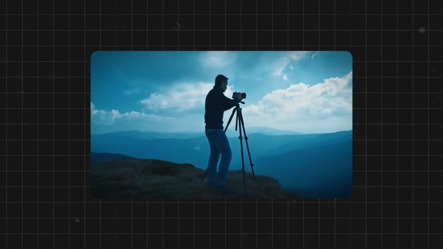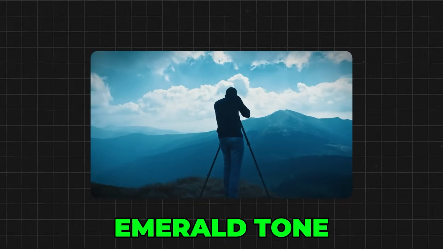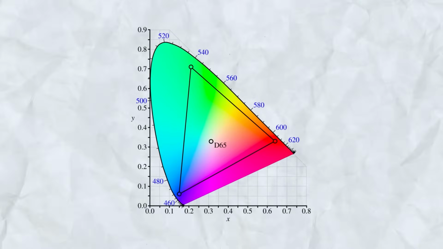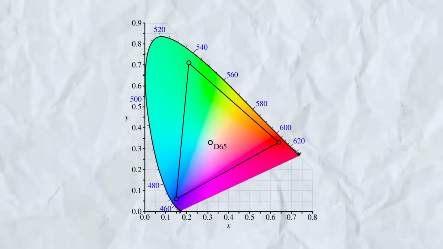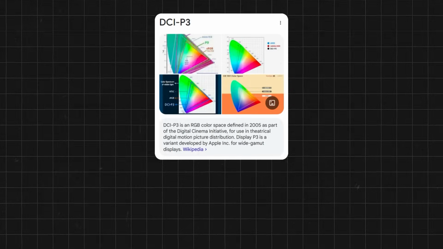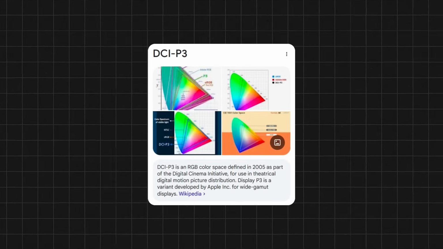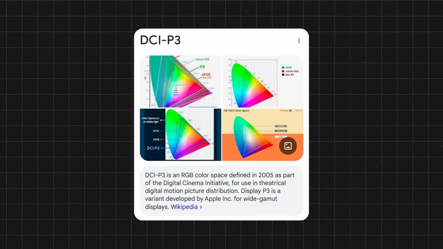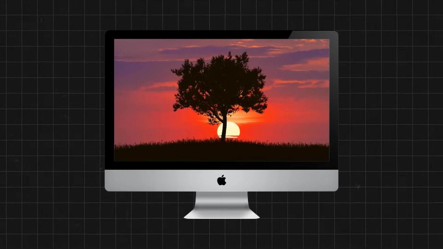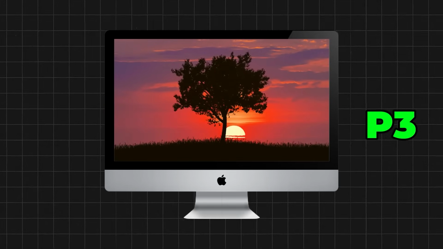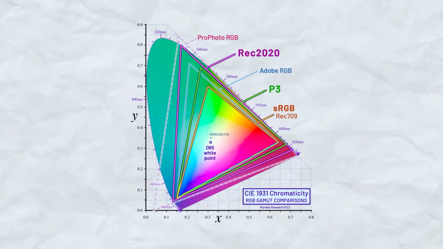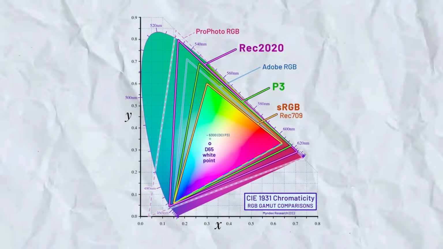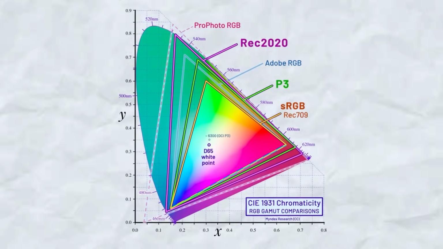When a nature photographer needs to capture the exact emerald tone of a rainforest canopy, they're relying on Adobe RGB's expanded green range. Then there's DCI-P3, the standard used in the digital cinema industry. It focuses on expanding the red and green range compared to sRGB, aiming for more vibrant movie experiences. Those stunning sunset scenes in blockbuster films, they're mastered in P3. Many high-end monitors, TVs, and even smartphone screens now advertise P3 coverage as a premium feature.